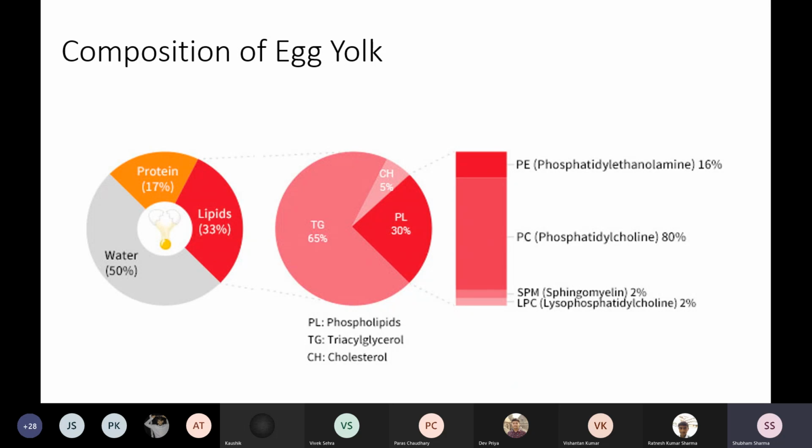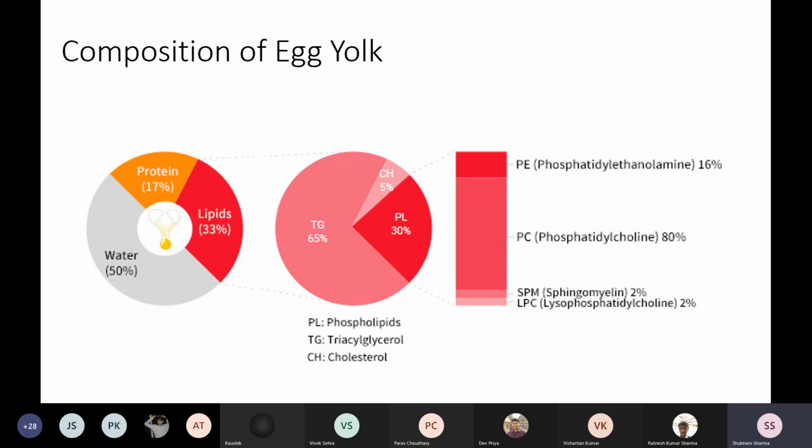The majority of the phospholipids are of the choline type. Choline is the alcohol group attached to this type of phospholipid, and it's 80%, and these are also known as lecithin. Then phospholipids can also be derived from sphingosine, so they are known as sphingophospholipids. One of the common examples is sphingomyelin, and in the egg yolk it's present at 2%. Then lastly, we have lysophosphatidylcholine. This is a derivative and the cleavage form of phosphatidylcholine.